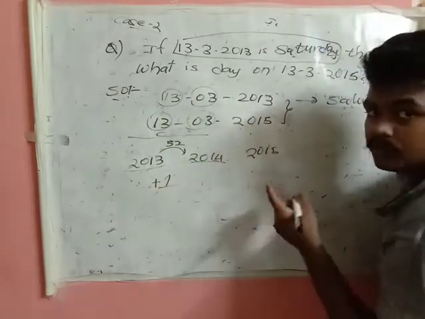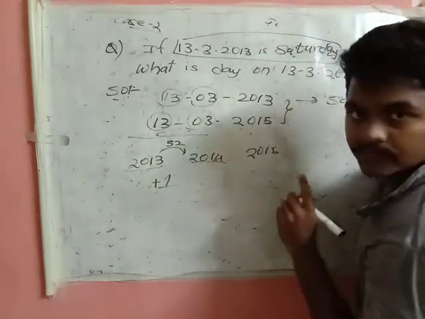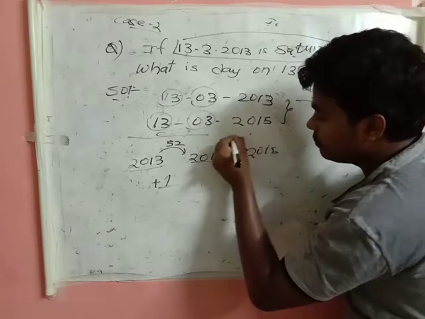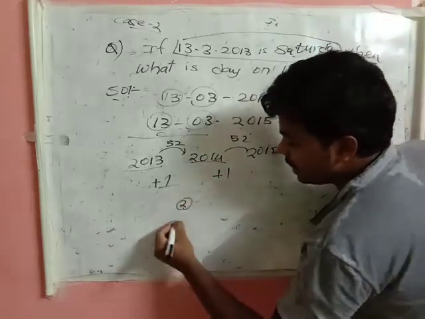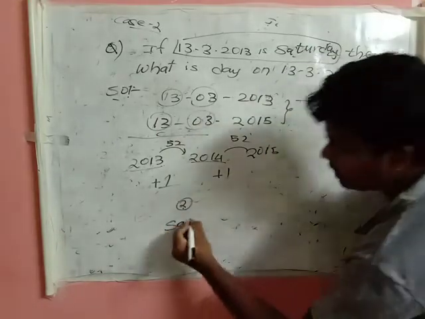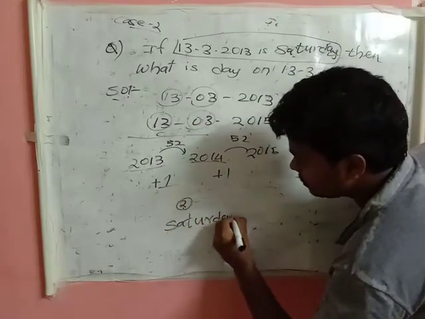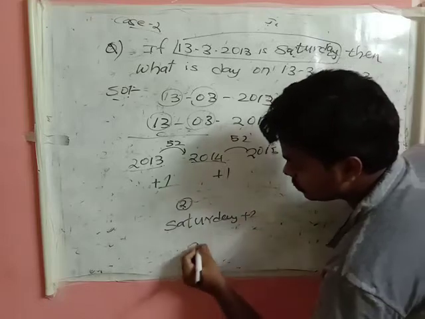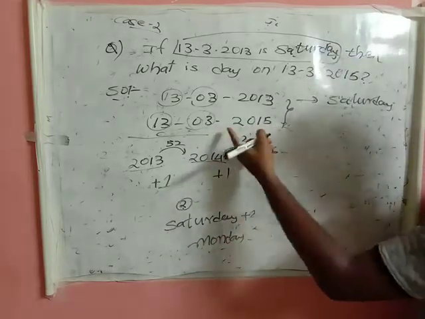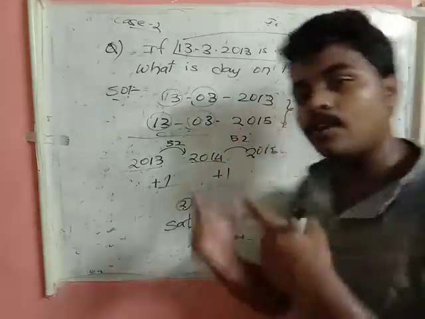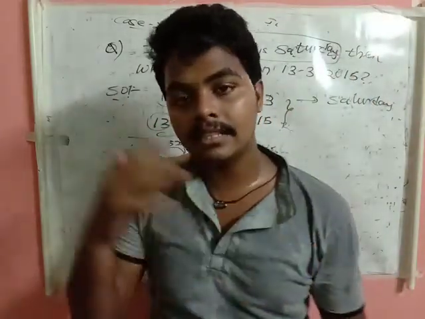Now, is 2015 a leap year? Not. So I take 52 weeks plus 1 odd day. So 1 plus 1 is 2. You just add this 2 to the given Saturday. Saturday plus 2 is equal to Monday. So 13th March 2015 is Monday. Initially we got Monday itself in the last procedure, but this is a shortcut.